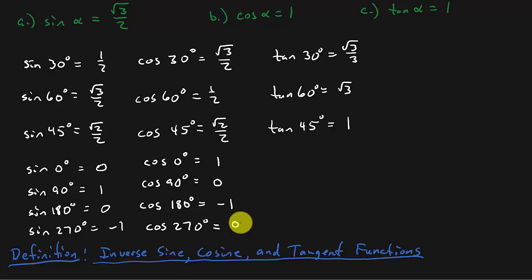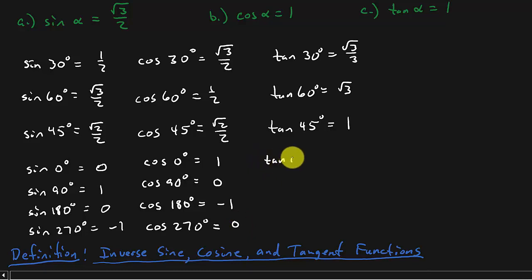Now, I know I don't have 360 degrees. The sine, cosine, and tangent of 360 is going to be the same thing as the sine, cosine, and tangent of 0. Those would be the same thing.